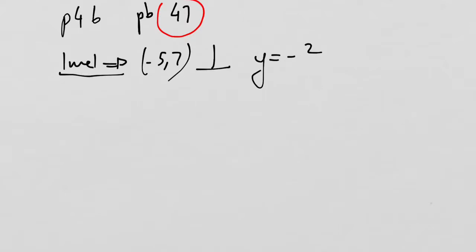First, you are going to use your formula and say, you know what? Because it's perpendicular, I know that the slope of my line number 1 is going to be equal to minus 1 over m2.